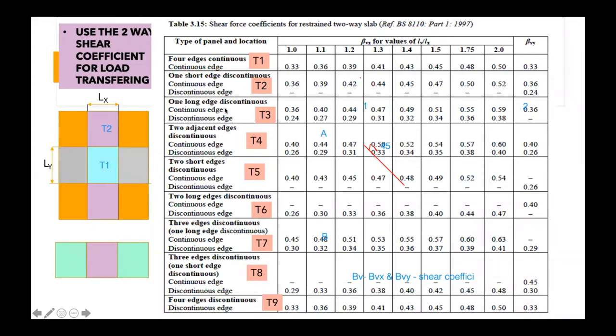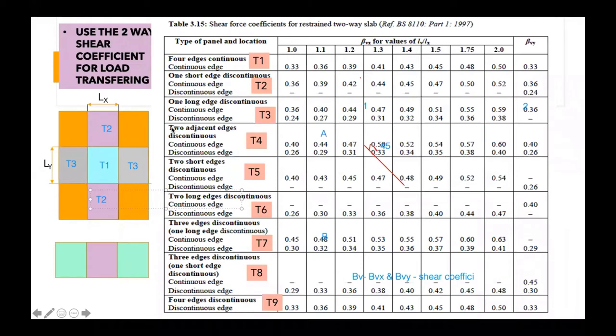Okay, the third one, one long edge discontinuous. Yeah? So now we can determine that this one, the long edge, is discontinuous. Therefore, this one is D3. Yeah, that is D3. Again, this is D3. Now here, D2. Okay, D2.